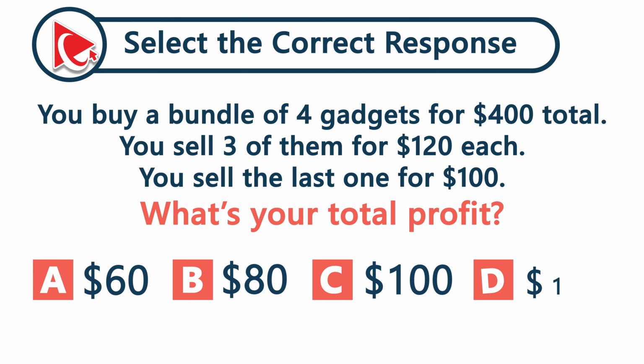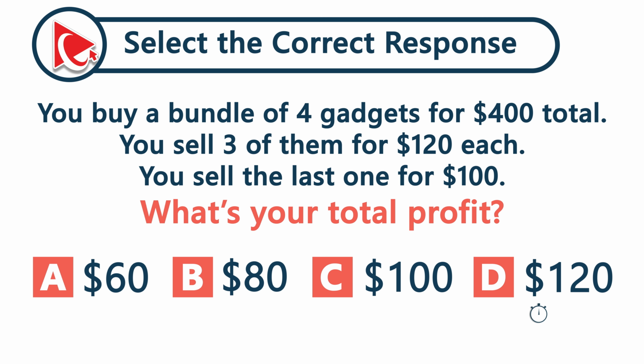You buy 4 gadgets for $400 total. You sell 3 for $120, and then the last one for $100. What is your total profit?